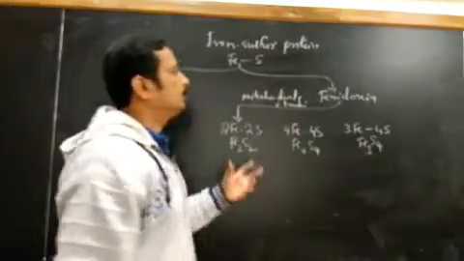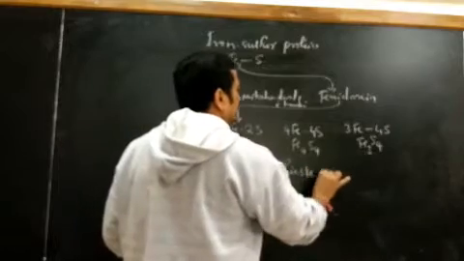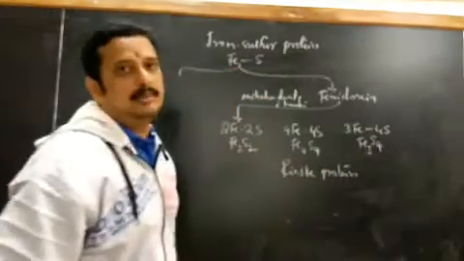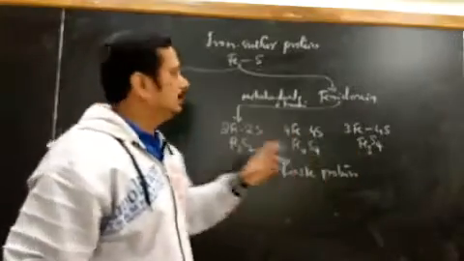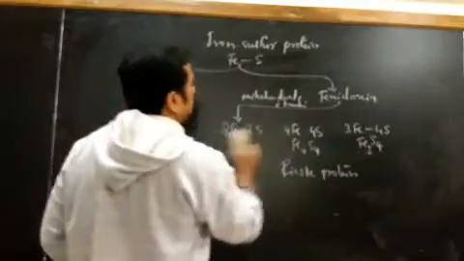And one more protein is there, that is called the Rieske protein, which we will see later. It is also an iron sulfur protein. So one by one we will see now. First we will go for 2Fe-2S. So how is it made here?